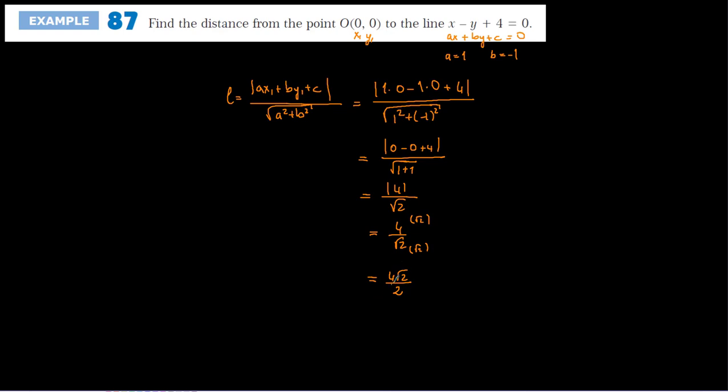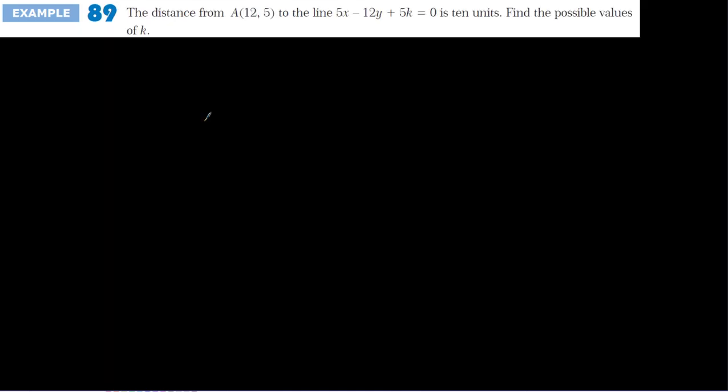Then we are going to simplify 4 and 2. Here it's going to be equal to 2 root 2. Now we are going to continue with this question. In the equation, the c value they are asking is 5k. The distance should be given in this condition, which is equal to 10. This is L also here, and find the possible values of k.